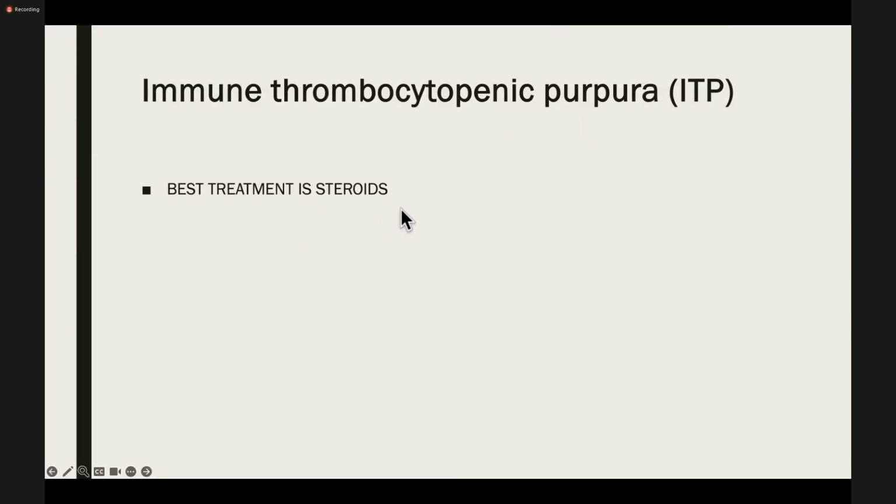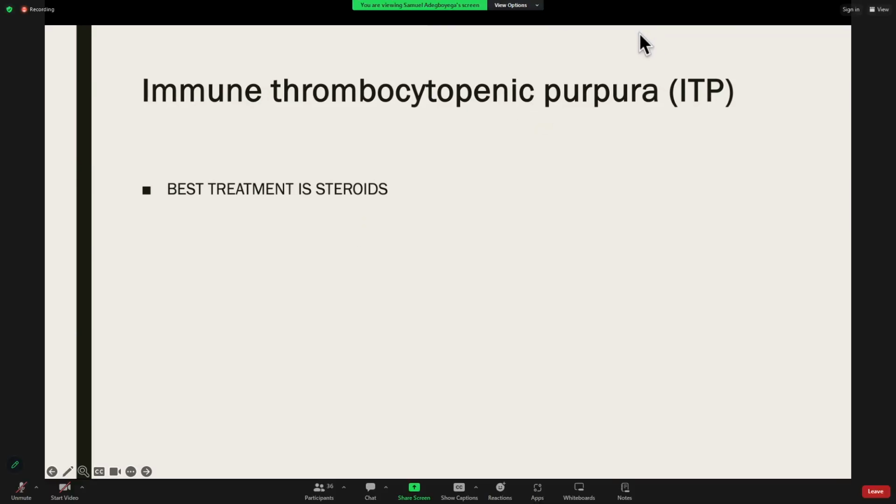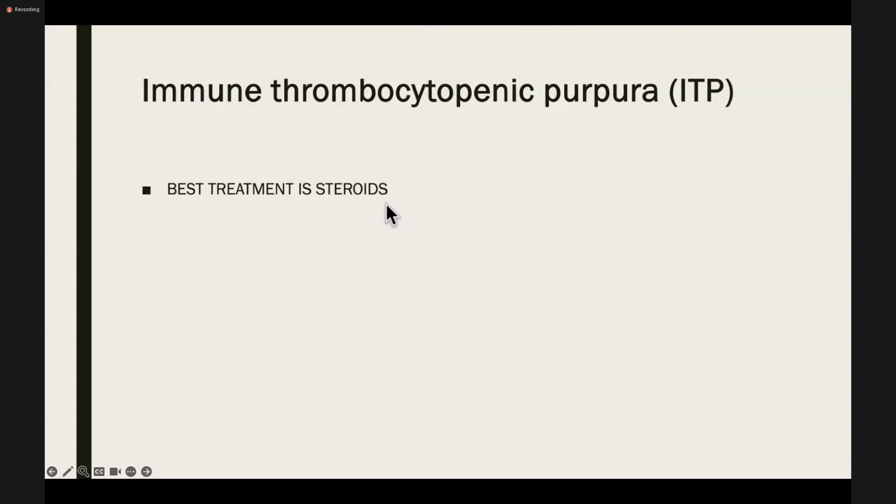Steroid. If the steroid is not working, what else can you give? Anyone? If the steroid is not working, what else can you give? Immunoglobulin. Yes? Agree? Yeah. Agreed.